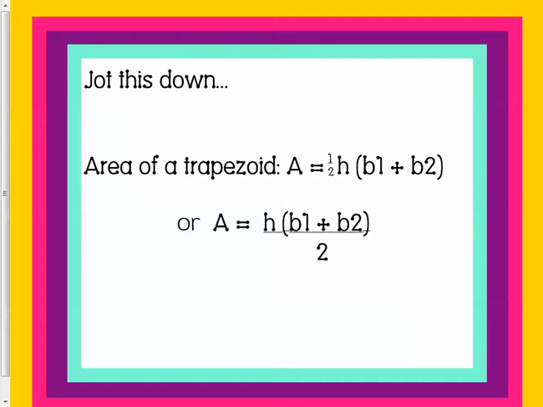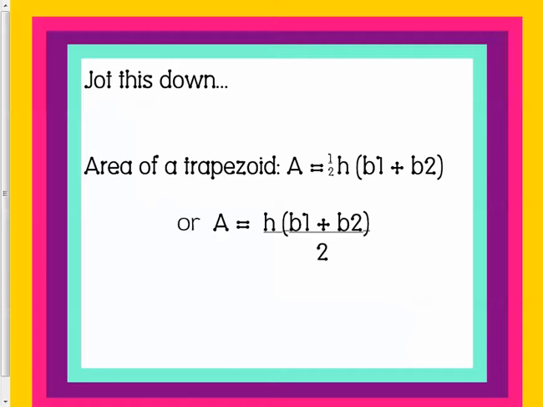Hey guys, today we are looking at the area of a trapezoid. So these are the two formulas that you can use to find the area of a trapezoid. Now I want you to make sure that you understand that multiplying by 1/2 the height times base 1 plus base 2 is the exact same as dividing by 2. That's why these formulas are the same.